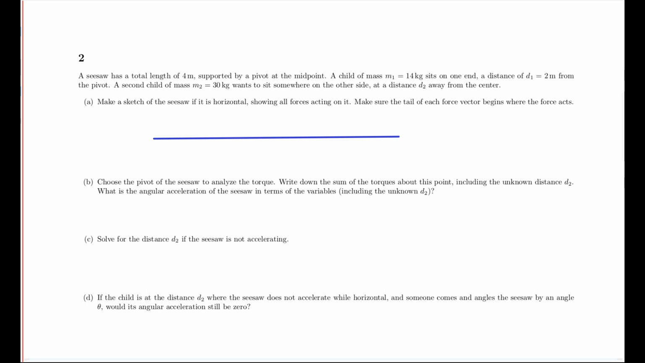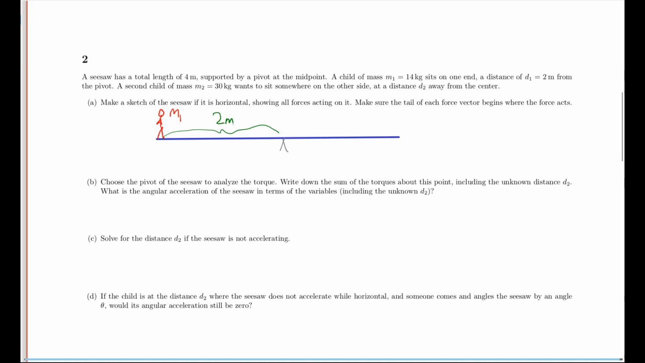We have 2 children on it. So one of our children will be 2 meters from the pivot at the end. So here's one child. This is mass m1. The pivot is in the middle. We know this distance here is 2 meters. We know the other distance is 2 meters.